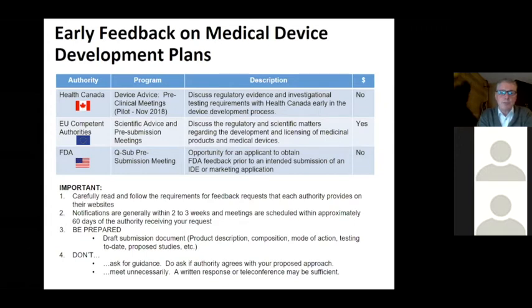Important don'ts. Don't ask them for guidance because you will be told that they are not your consultant, but do ensure that you have a very well outlined plan within your submission document, and then ask if the authority agrees with your proposed approach. Also, don't meet unnecessarily. If a written response or simply a teleconference will be adequate, then take that route as opposed to insisting on a face-to-face meeting.